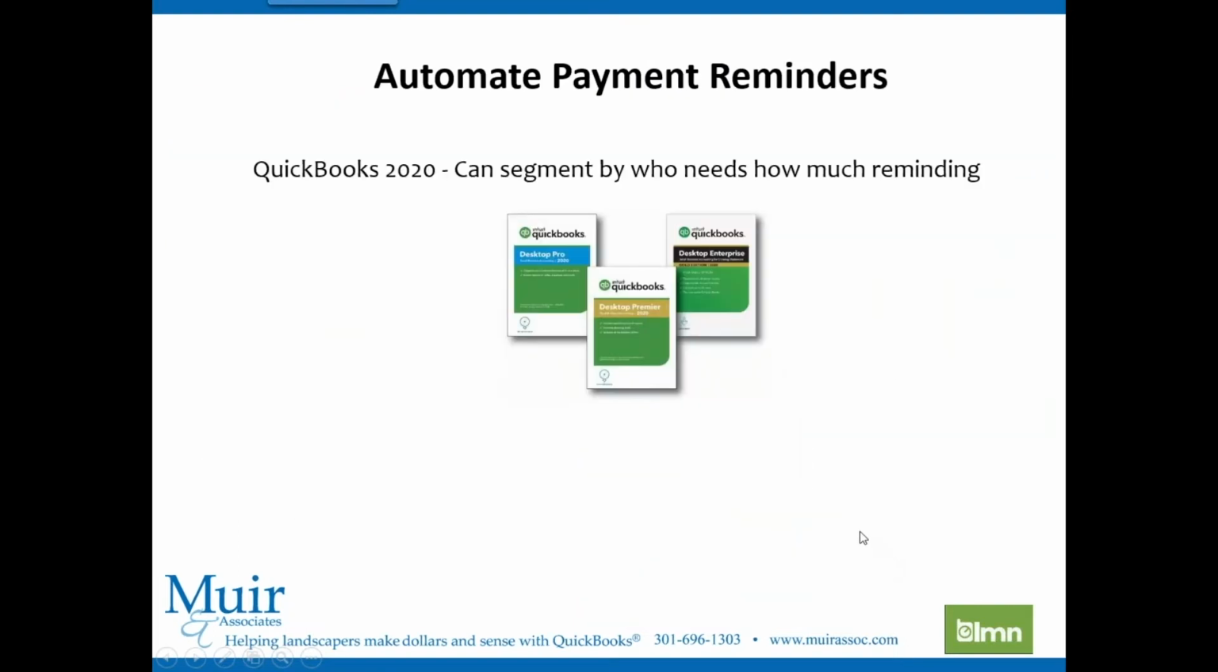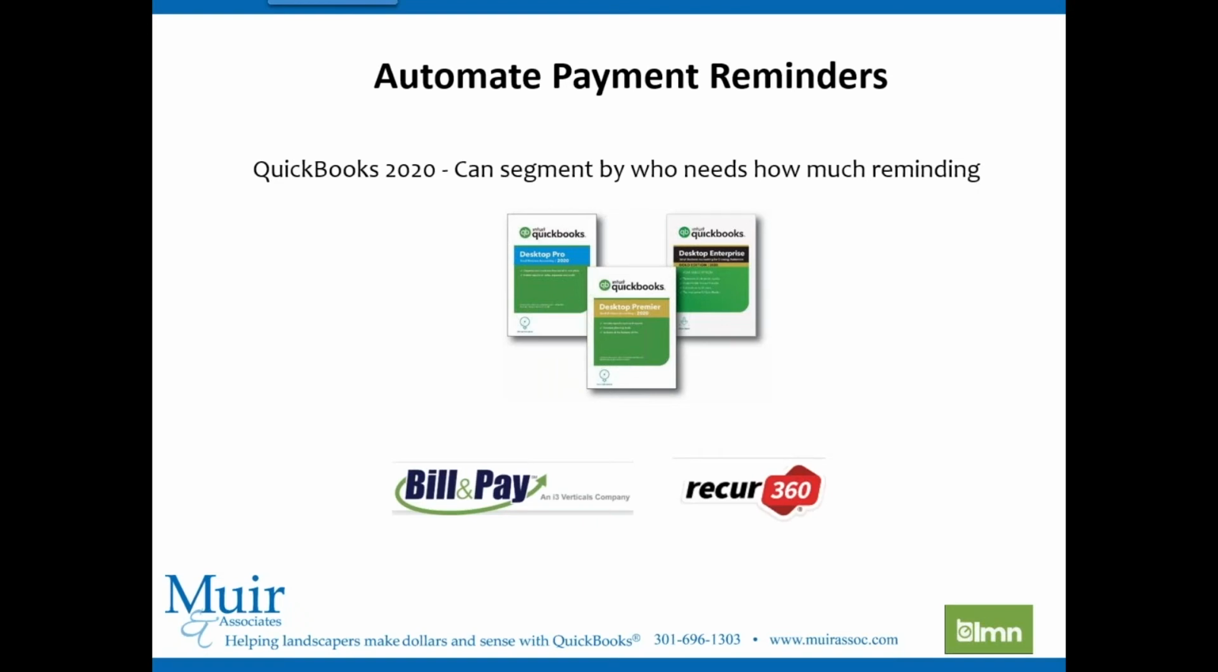Starting with 2020, the desktop version actually finally allowed a way to do payment reminders. And all I could say was it was about time. This needed to be done a long time ago in my mind. And so you can decide whether these are automatic reminders that go out when they're past due. You can do it before they're due. Maybe you've got some that tend to need extra reminding, so you can do that as well.